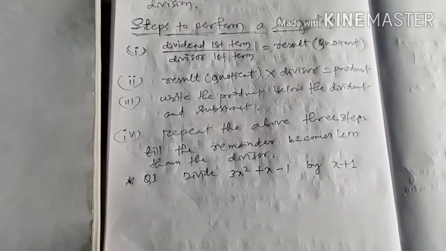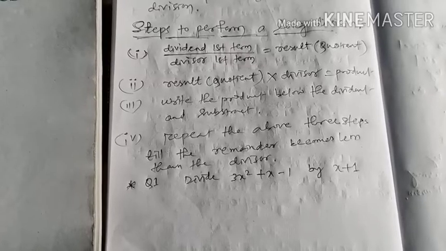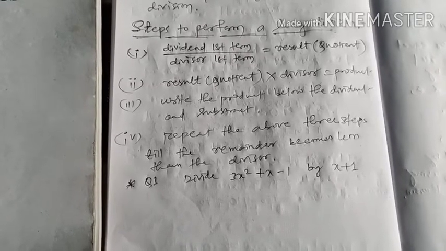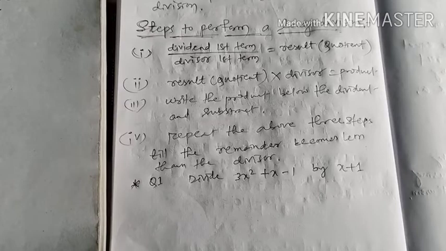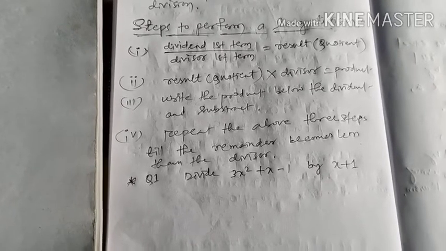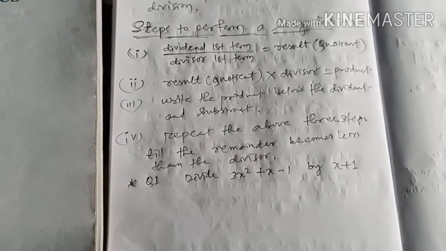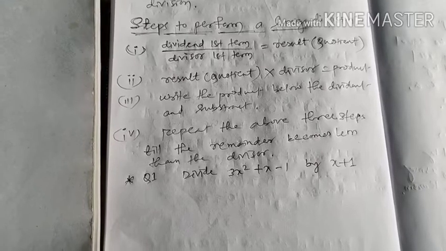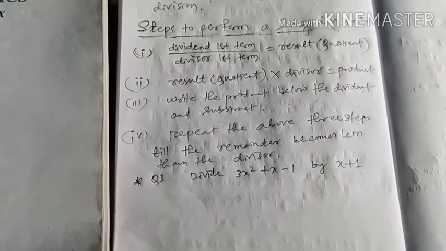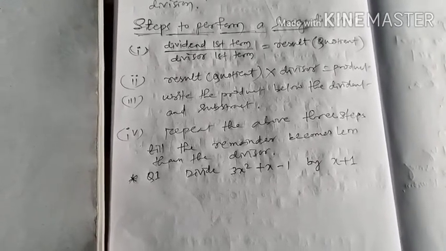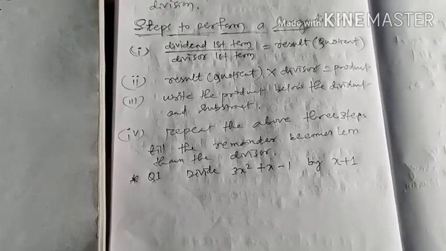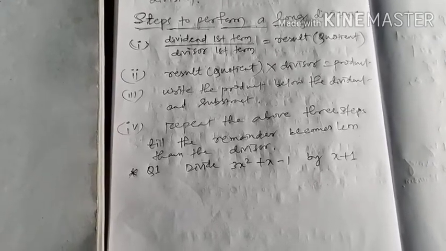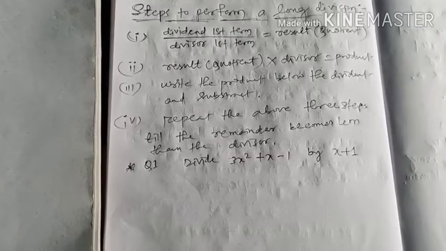from the result, next we multiply the result by the divisor. We will get the product. Next we write the product below the dividend and then subtract, and we repeat the above three steps till the remainder becomes less than the divisor. So let us discuss with an example step by step.